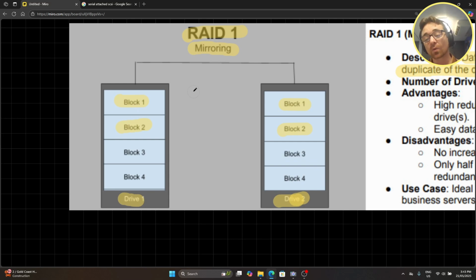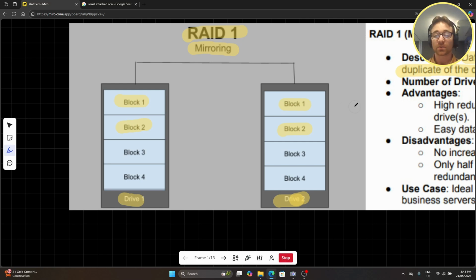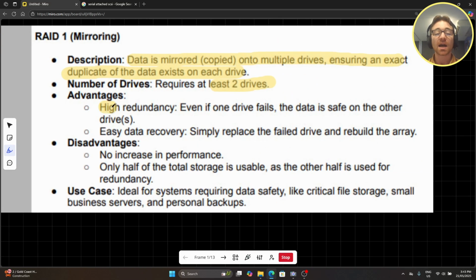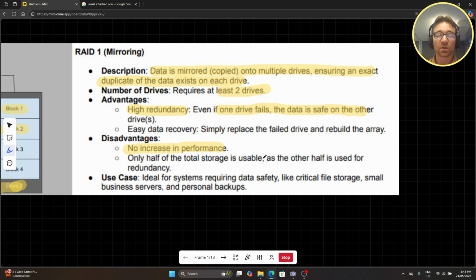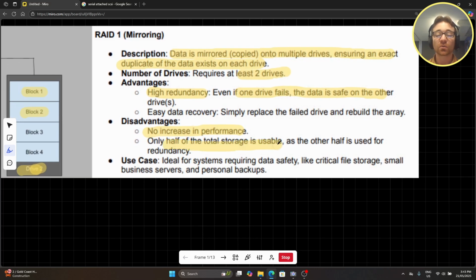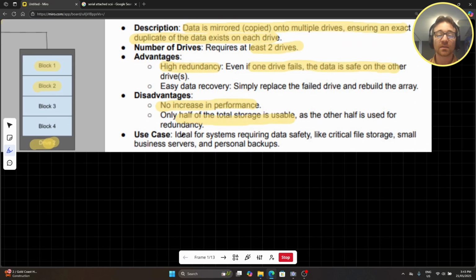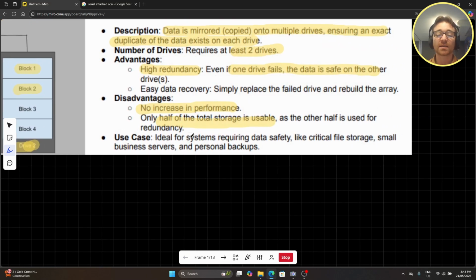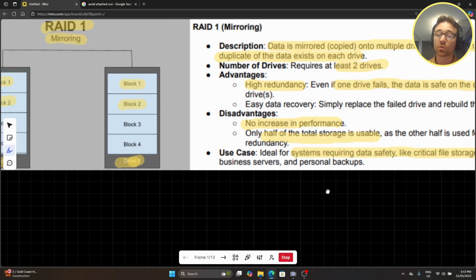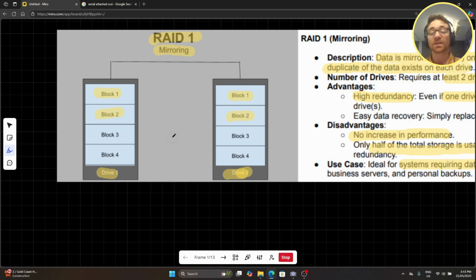And we also are going to have less overall storage space, like we talked about before, right? It has high redundancy as an advantage, because if one drive fails, the data is safe. But we do not have that increase in performance that we experience with RAID 0, right? We also have half of the total storage space available, so we need to keep that into account. Again, if we had a system requiring data safety, with critical files on it that we couldn't afford to lose, out of the 2 we've seen so far, this would be the one we want to go with.